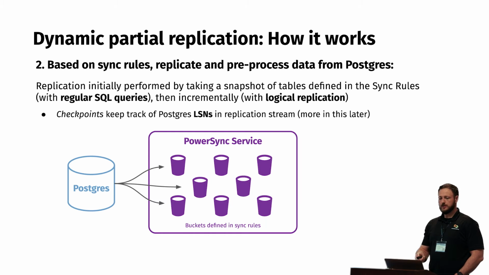And then what the system does is, based on those sync rules that have been defined, it replicates and pre-processes data from Postgres. We perform the replication initially by taking a snapshot of the tables defined in the sync rules with regular SQL queries, and then update them incrementally with logical replication. And then we have our own checkpoint system that keeps track of Postgres LSNs in the replication stream, which I'll mention more about later. And there are a lot of analogous aspects of the implementation of this system versus some of the internals of Postgres, like the checkpoint system.